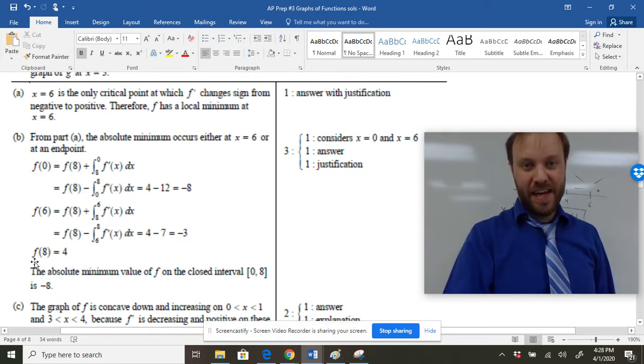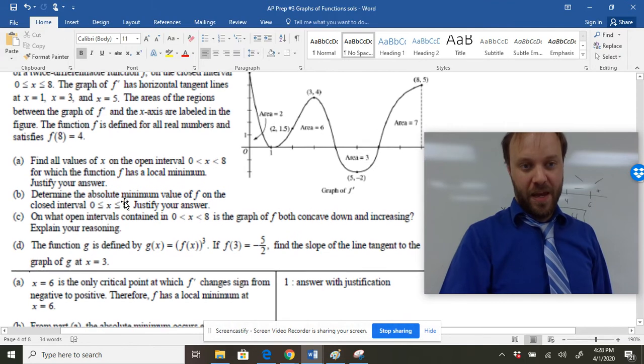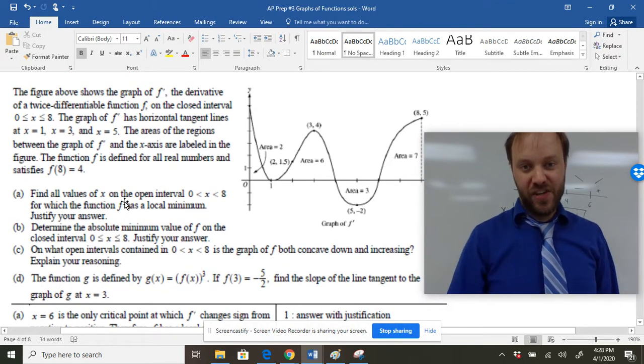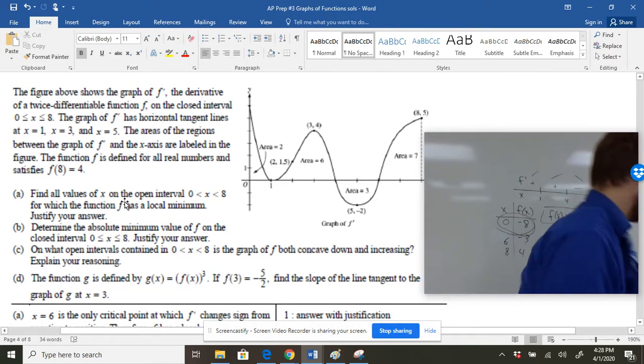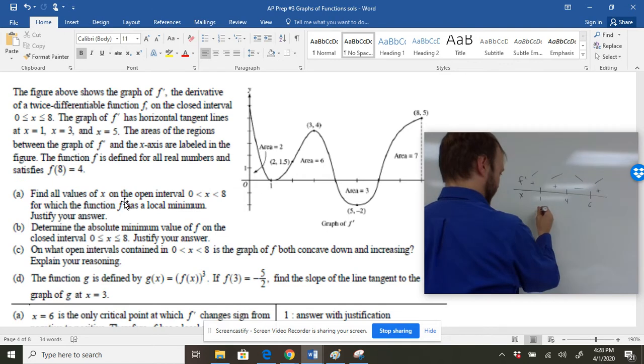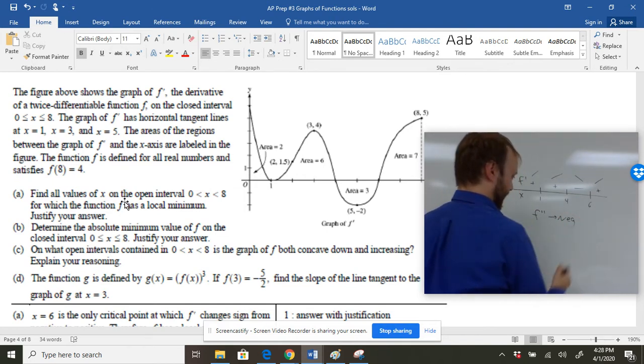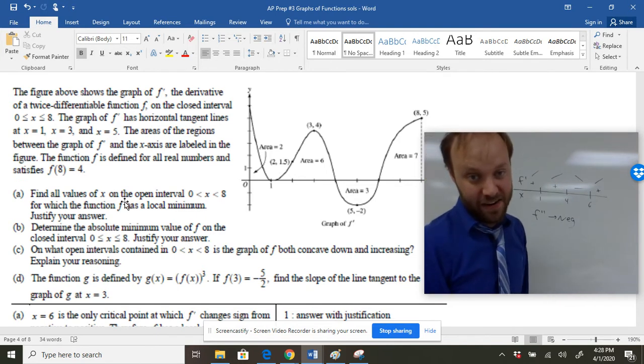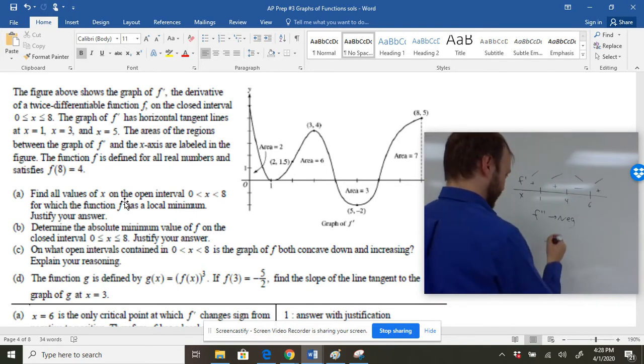All right, so let's take a look at the next question here. It says, on what intervals is f concave down and increasing? So again, don't spend a lot of time looking at the picture of the graph. Concave down, we need f double prime to be negative, right? And let's see, it says concave down and increasing, okay?